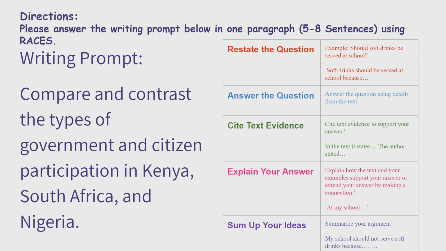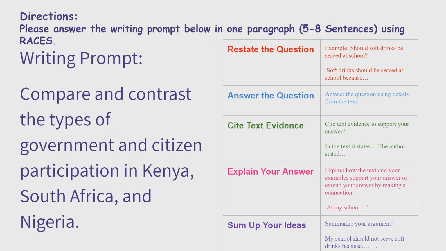Explain your answer. So even if you did an amazing job and you can say, according to my notes, the citizens of South Africa are allowed to vote at 18, you have to be able to come back and explain why that's important to the question. Finally is the S, which is sum up all of your ideas. Don't leave me hanging. Put in a concluding sentence. They're important. All right, so that is our goal. Those are our objectives of how I would like you to do it.